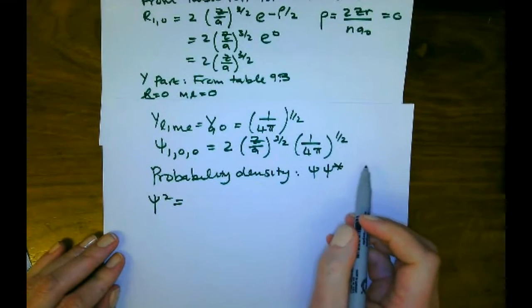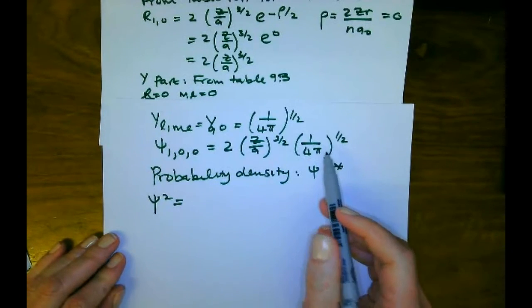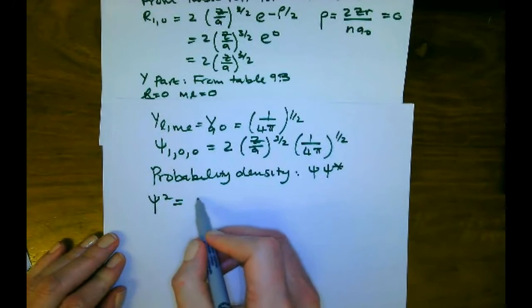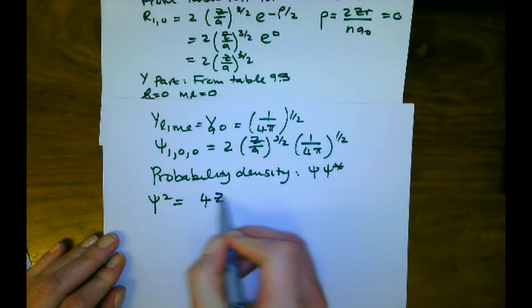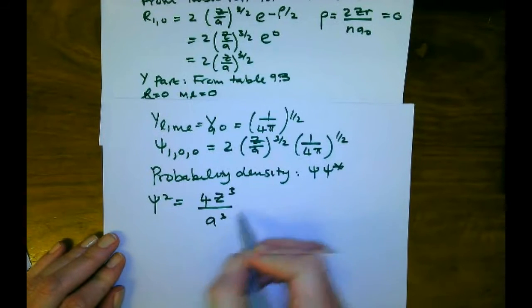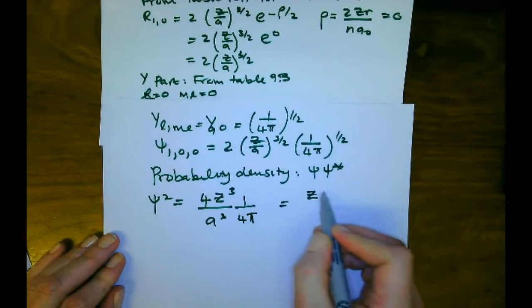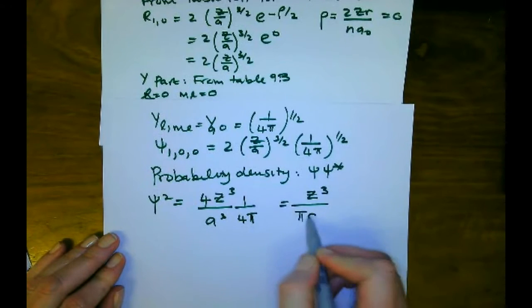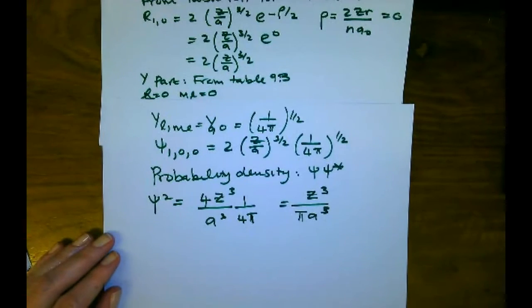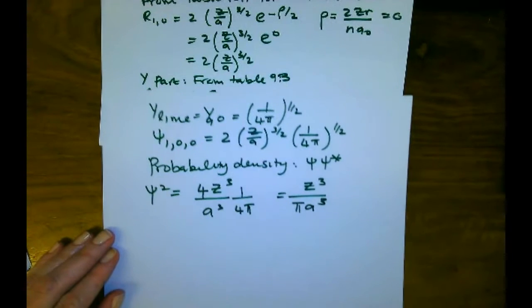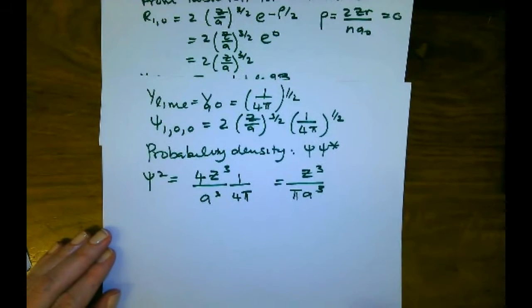In this case we don't have to worry about the complex conjugate because there is no i, so it is equal to 4. Okay, so there we have the probability density for that specific electron.